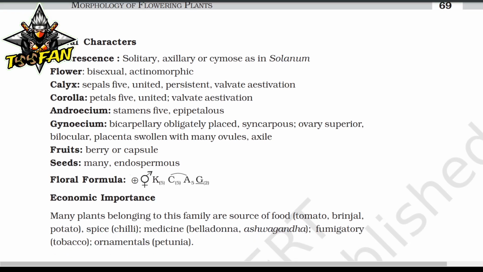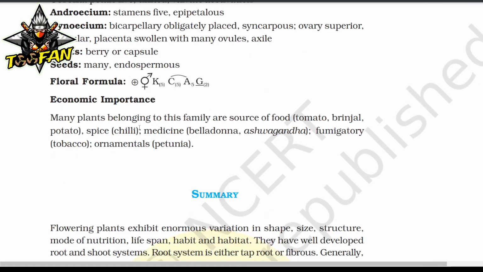Economic importance: many plants belonging to this family are the source of food: tomato, brinjal, potato, spice, chili; medicines: belladonna, ashwagandha; fumigatory: tobacco; ornamentals: petunia.